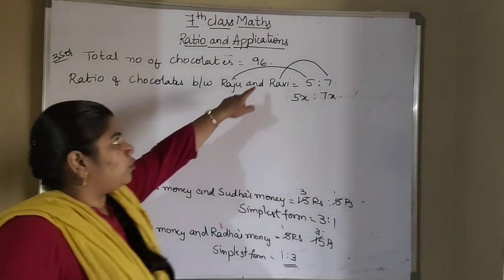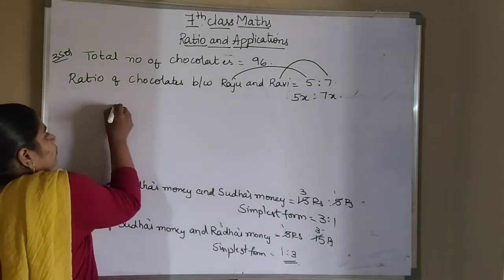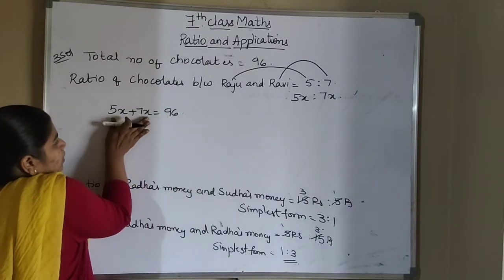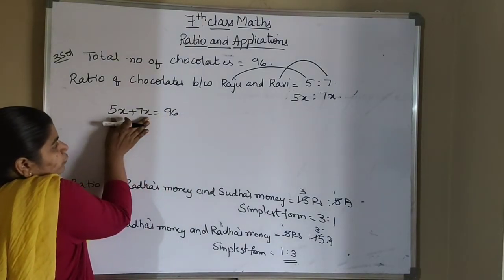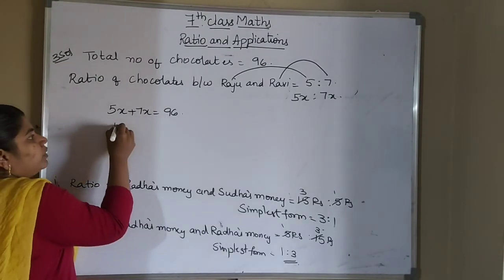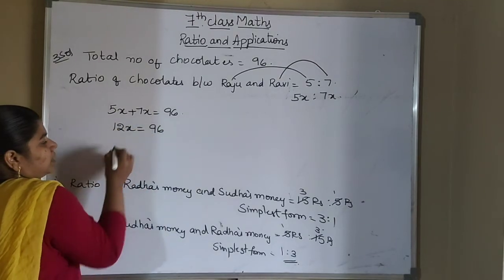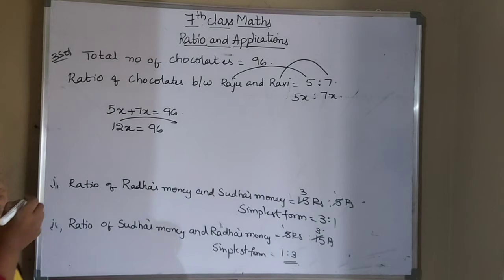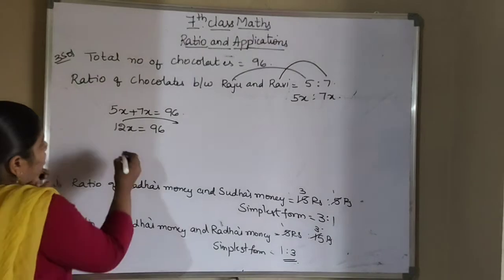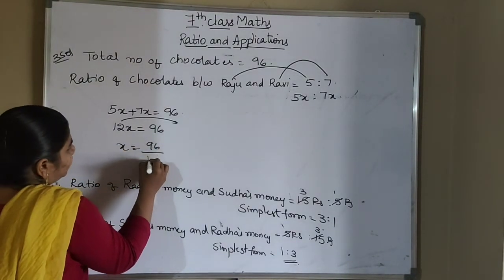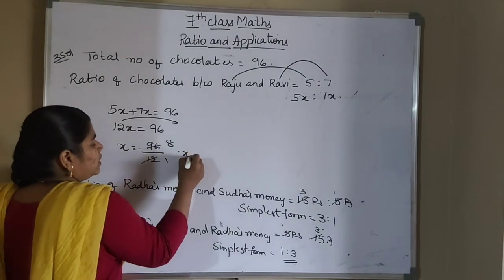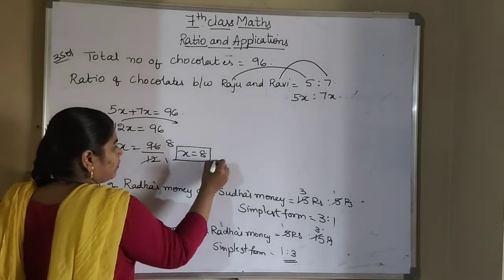So total will be how much? 96. So we can write 5x plus 7x is equal to 96. The sum of the two chocolate counts, the total number of chocolates, will be equal to 96. Now 7 plus 5, that will be 12. 12x is equal to 96. Send this 12 to the other side. So x is equal to 96 by 12. So you can cancel in 8 times. 12 ones are 12, 12 eights are 96. So the x value you got is 8.